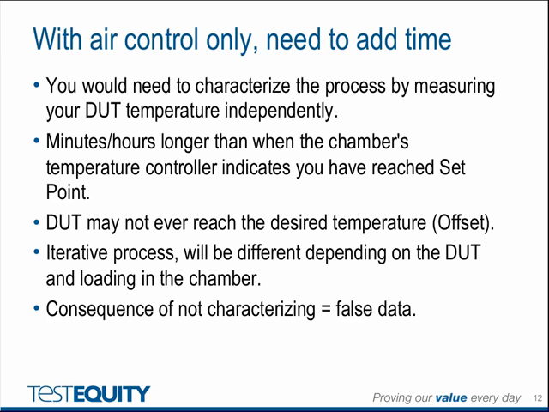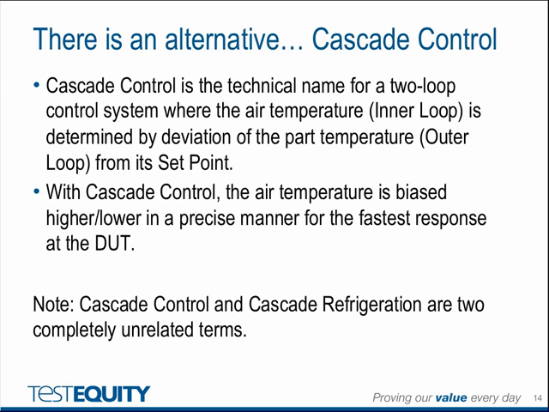But there is an alternative, Cascade Control. Cascade Control is the technical name for a two-loop control system where the air temperature, or inner loop, is determined by deviation of the part temperature, or outer loop, from its set point. With Cascade Control, the air temperature is biased higher or lower in a precise manner for the fastest response at the DUT.